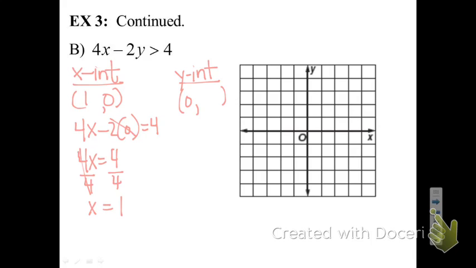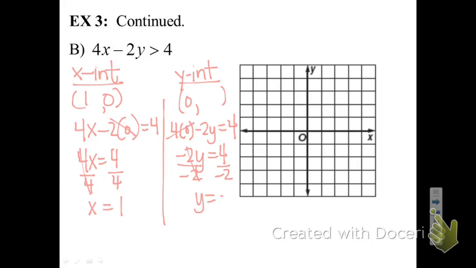Anyway, we go into the equation, replace the x with 0. And this will go to 0. You're left with -2y equals 4. Divide by -2. These 2's divide out, and you get y equals -2. And that leaves us with an ordered pair at 0, -2. To graph those, we go over 1, up 0, and then over 0, down 2.